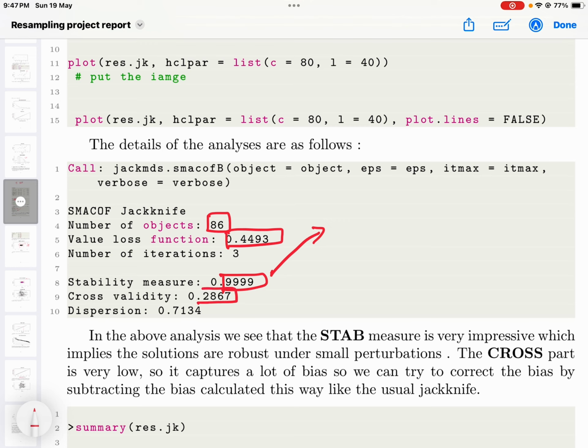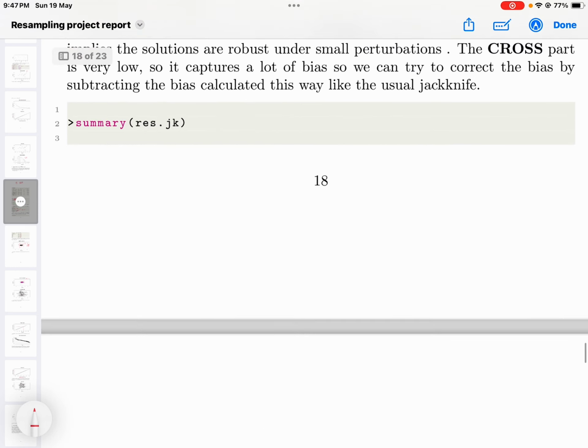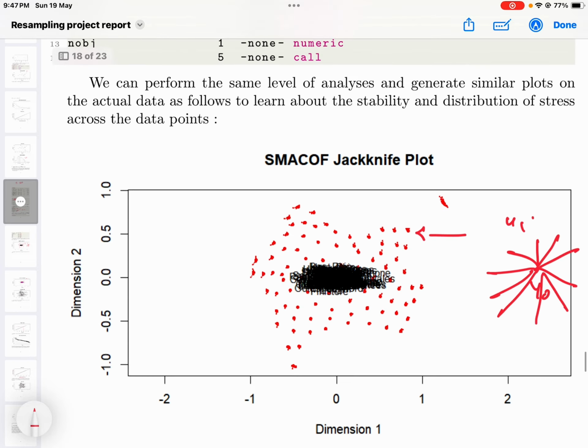The cross validation is 0.28, not very close to 1, close to 0. That means y0 minus x0 is not close to 0 as well, and that means there is some bias available in the solution. So we can obviously correct the bias using this cross validation. And that is all for the application.